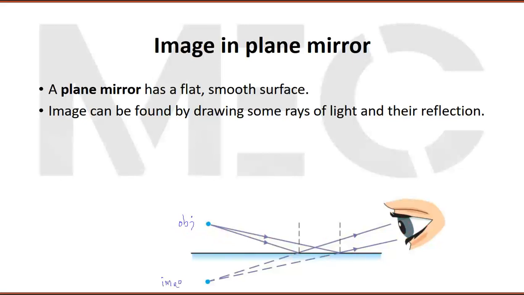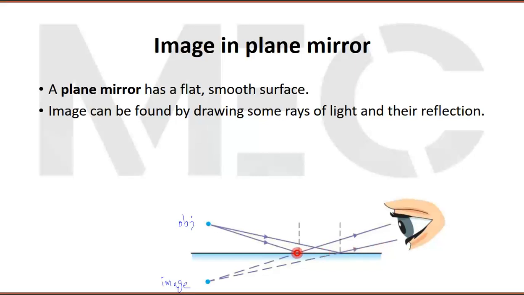How can we find the image? By drawing some rays of light. This is a random ray of light drawn, and this is the normal line, this is the reflected line. We have applied the laws of reflection here, that the angle of incidence equals the angle of reflection. Another ray of light is drawn here. This is the normal line or perpendicular line, and this is the ray of reflection.